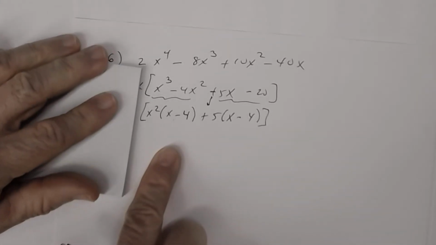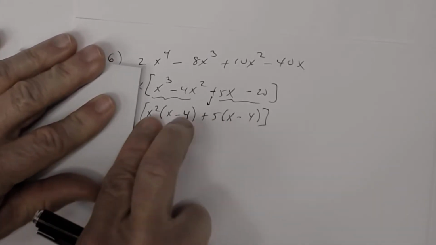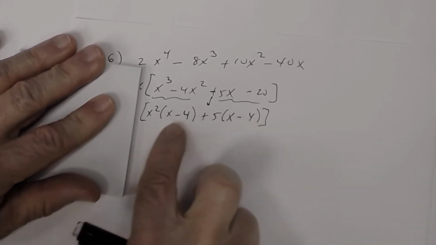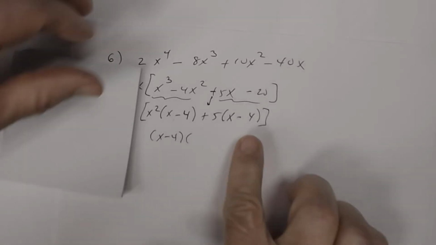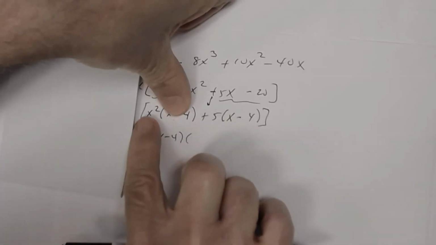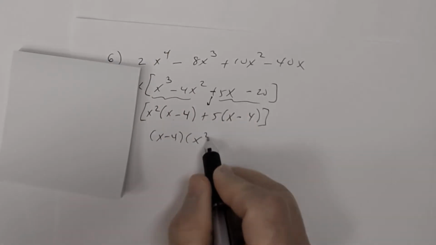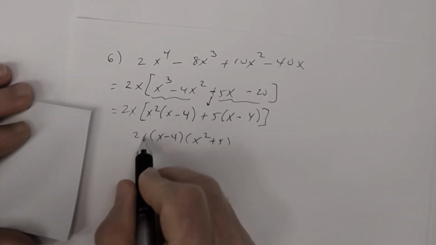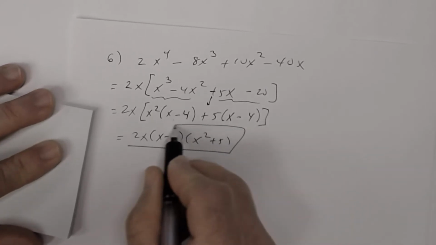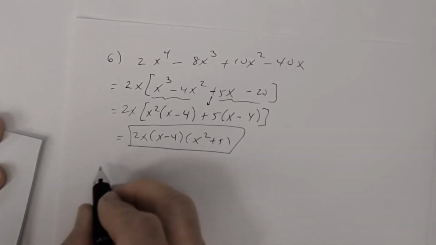So now I'm going to cover this up again. Now if I look at these two parts here, they both have x minus 4 in common. So I'm going to factor out x minus 4. And when I factor out the x minus 4, I have x squared plus 5. But don't forget the GCF of 2x. And so there's your answer. You're done.